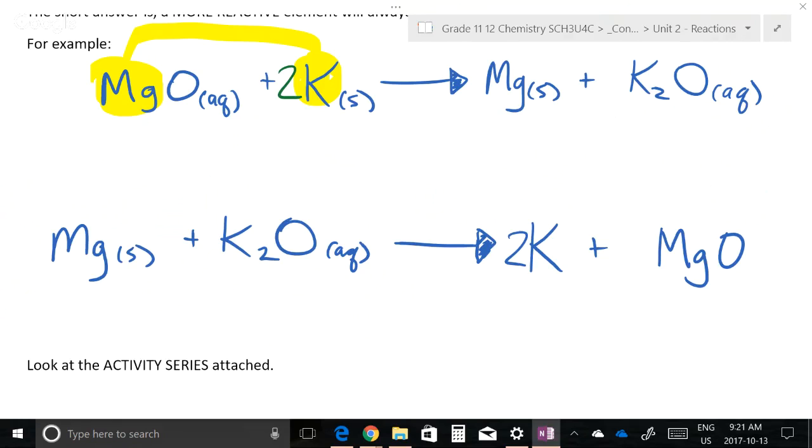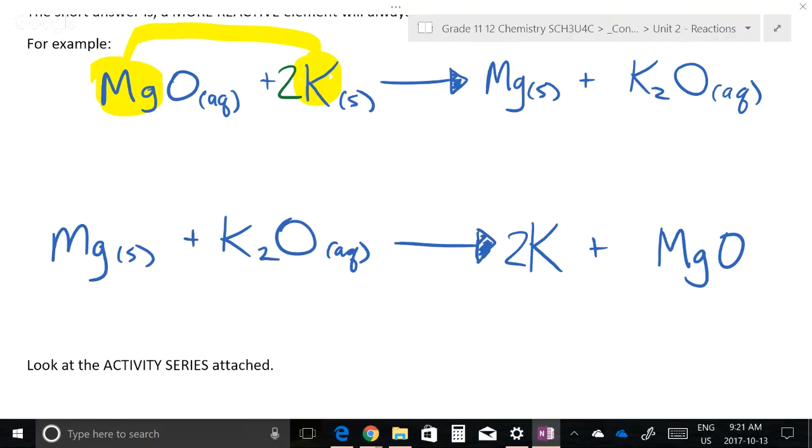So in this case, it's all about magnesium and potassium. The oxygen isn't important. The question is, who's the better dancer? Magnesium or potassium? So if you look here, now this doesn't have every metal on the periodic table, but it's got some of the most common elements that we use. And if we take a look here, where does potassium fall on this list?